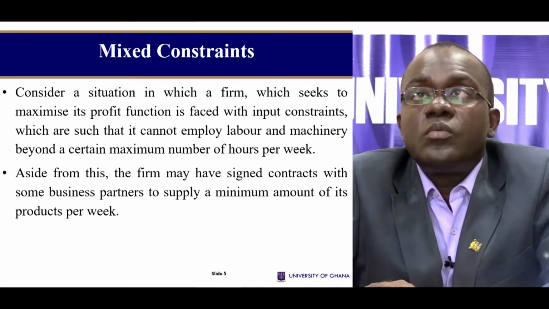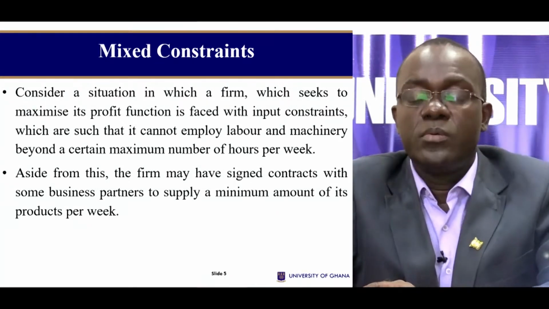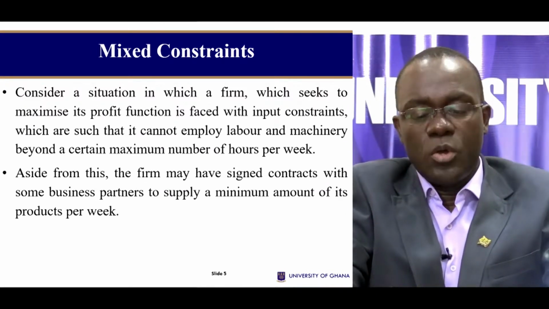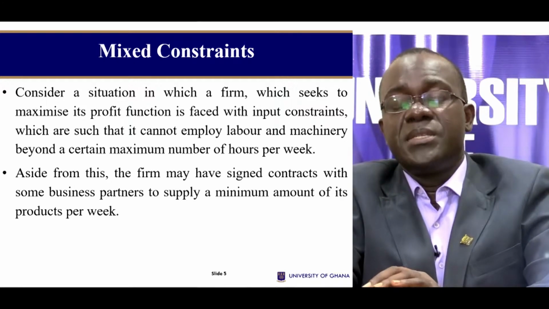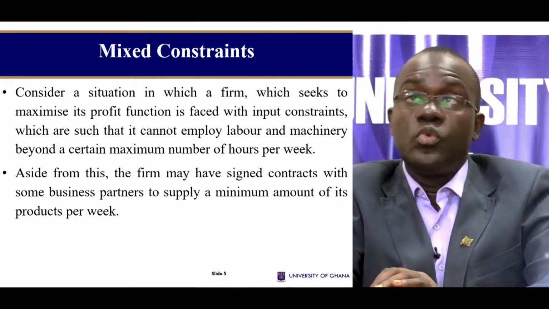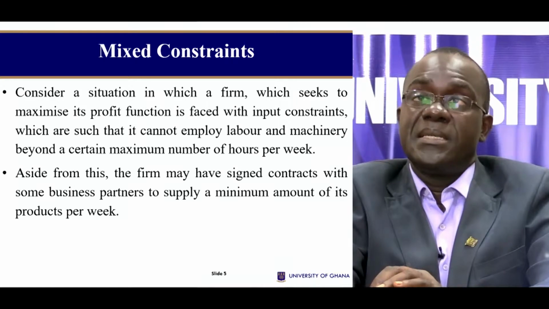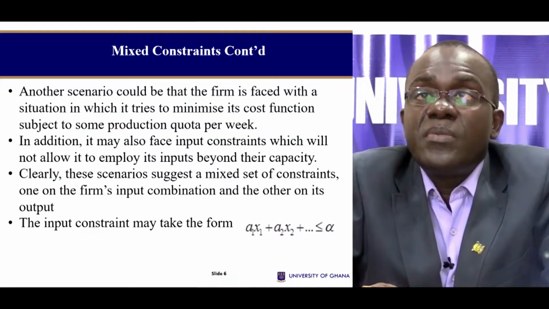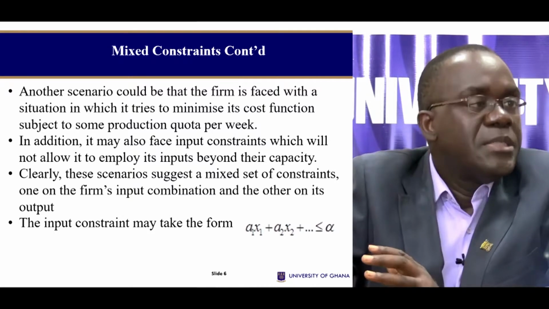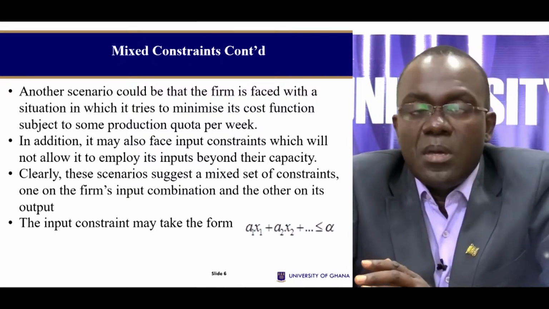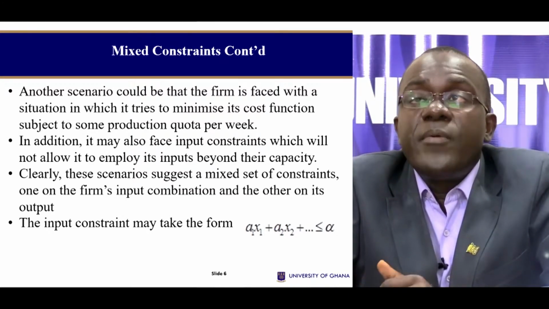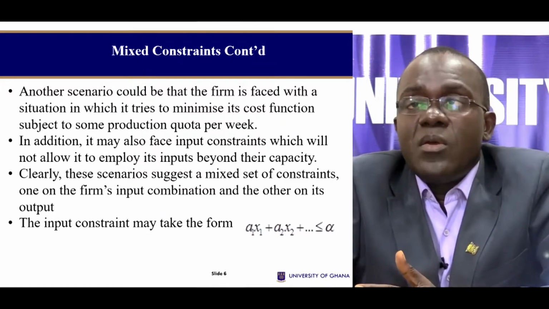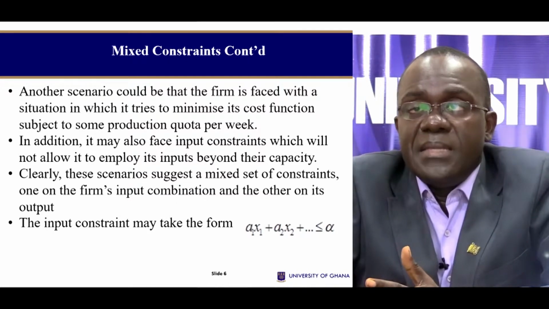Now, what do we call mixed constraints? You recall that when you talk about maximization, the constraints were less than or equal to, and when you talk about minimization, the constraints were greater than or equal to during our last lecture. But what happens if some of the constraints are less than or equal to, and others are greater than or equal to? There are really practical questions of this nature. And how do you solve questions of this nature?